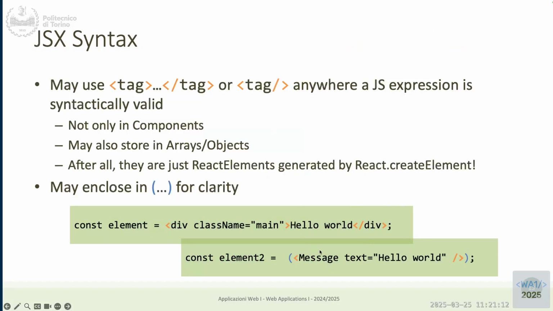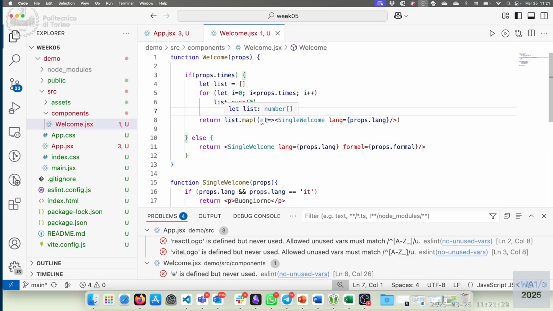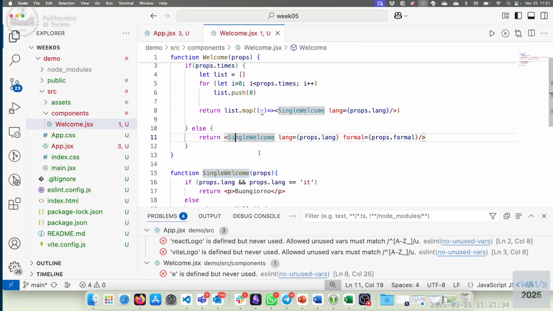Just remember, JSX syntax creates an expression, so it can be used everywhere. You can use it wherever an expression is allowed from the syntax point of view. Normally we use the JSX syntax just before a return, returning a list of elements or a single element.